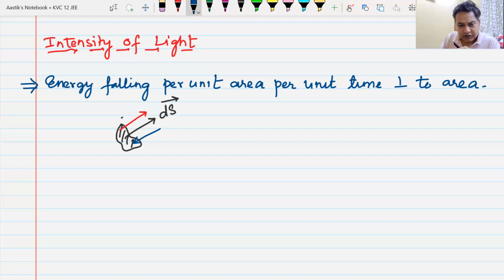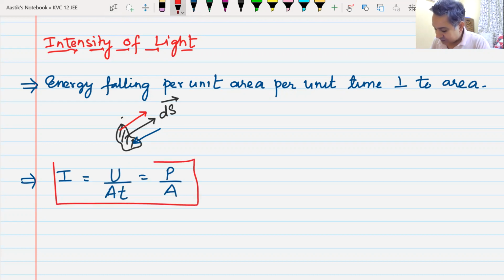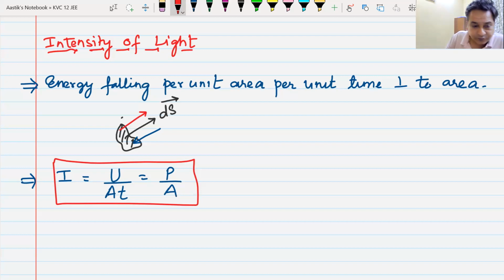Okay. Now you can devise a small formula for this. Intensity is I, the energy falling per unit area per unit time. Energy per unit time is power. So you can write it as P divided by A. That is the formula that you were talking about. Power divided by area. We understand this? Yes, sir. Okay. This is intensity.